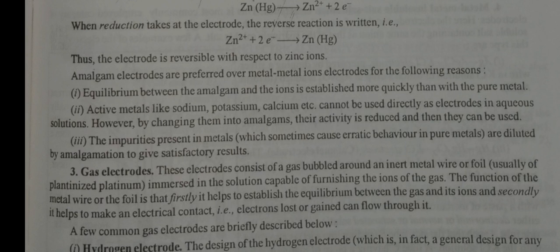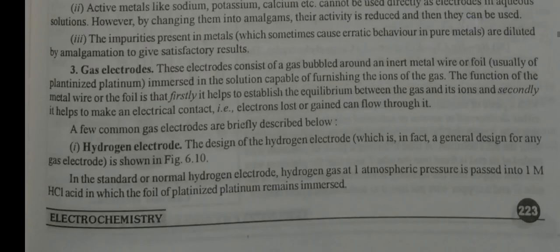Gas electrode. These electrodes consist of a gas bubble around an inert metal wire or foil, usually of platinized platinum, immersed in a solution capable of furnishing the ions of the gas. The function of the metal wire or foil is that, firstly, it helps to establish the equilibrium between the gas and its ions, and secondly, it helps to make an electrical contact so that electrons lost or gained can flow through it. A few common gas electrodes are briefly described below. Hydrogen electrode.